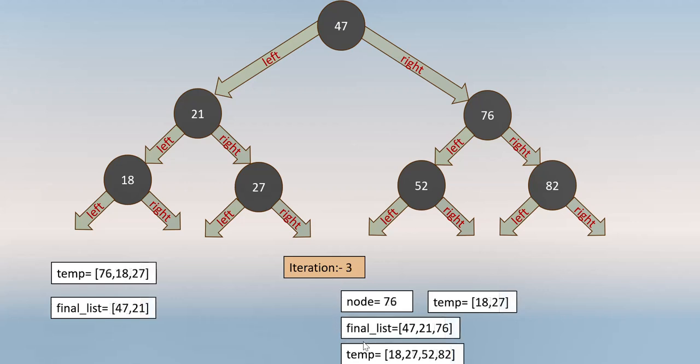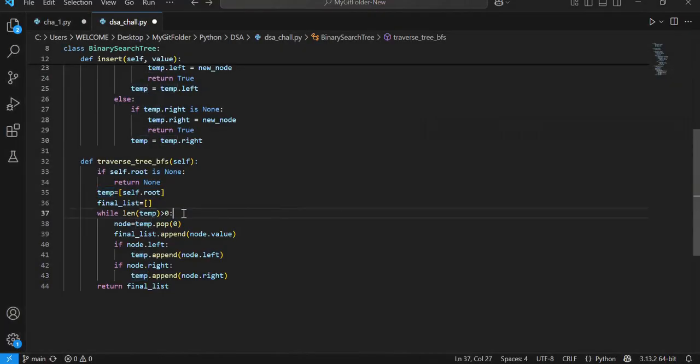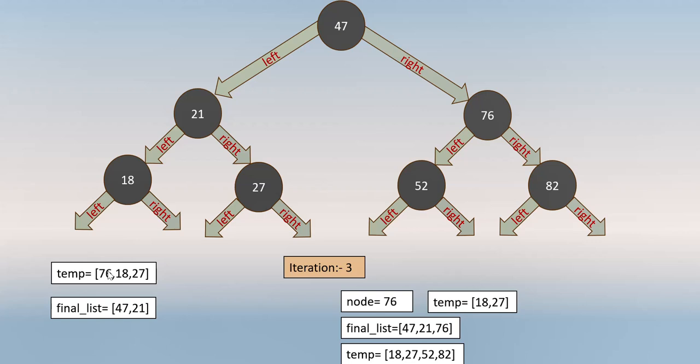So if we go to the next slide, focus on this left side. This is the temporary list and final list after iteration 2. Now again we will check this while loop. So this length is greater than 0. It will come inside this while loop. It will pop the first element from this temporary list. So the first element is 76. Here you can see 76. So node equals 76, and it will be removed from the temporary list.